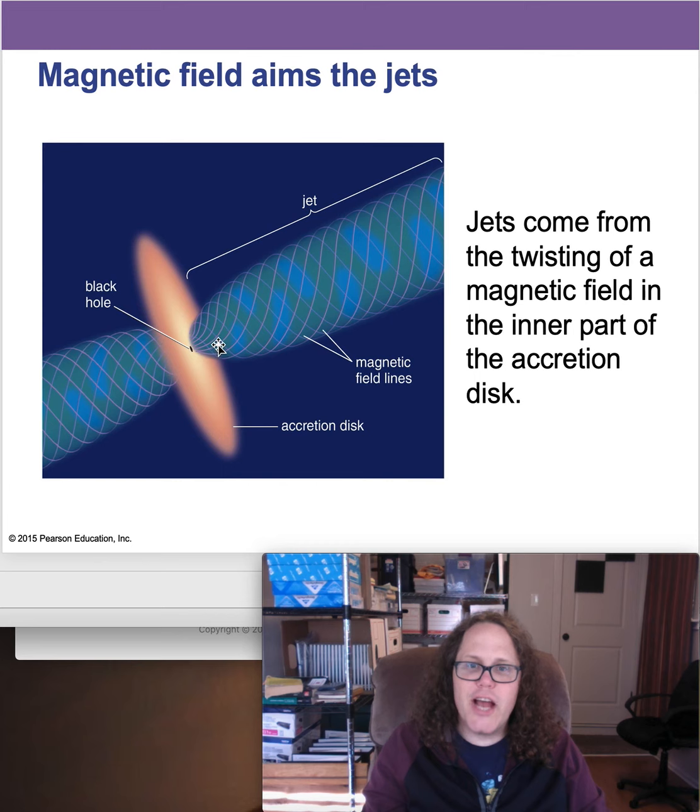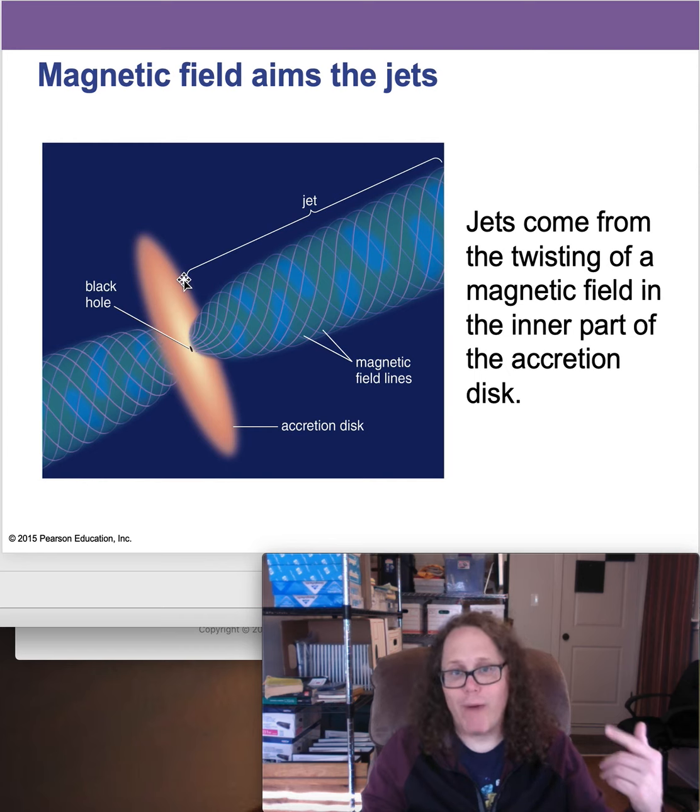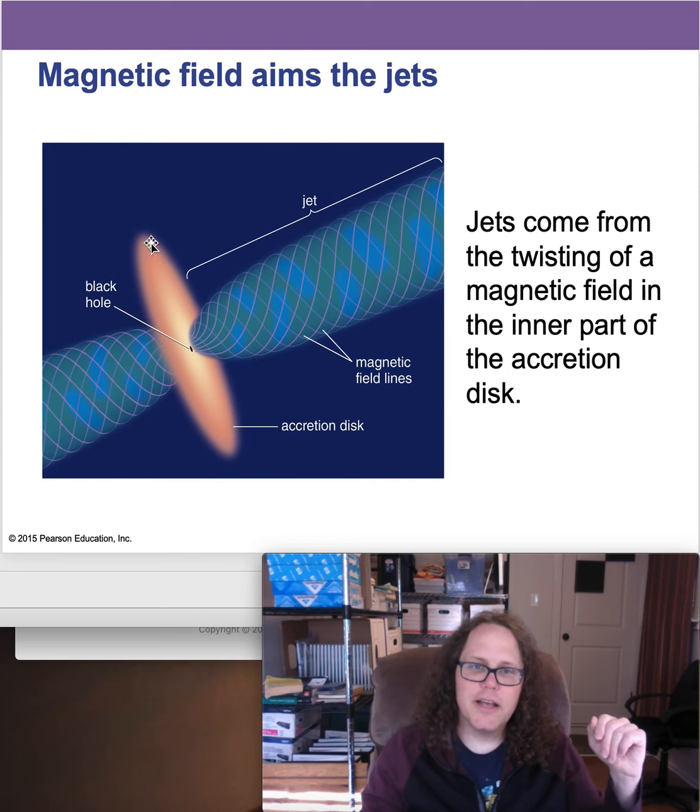The jets are from the twisted magnetic field lines of the black hole. Here's the black hole. Here are the twisted magnetic field lines. Those magnetic field lines capture charged particles and move them outward at nearly light speed. The charged particles spiral around the magnetic field lines. Here's the accretion disk right here.